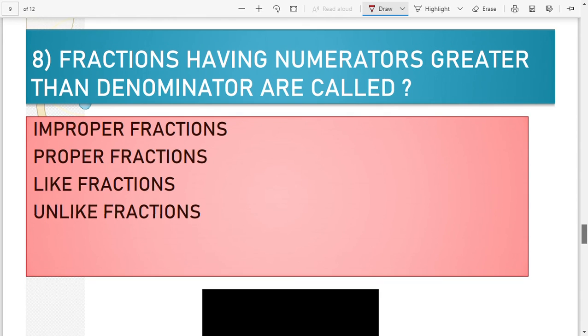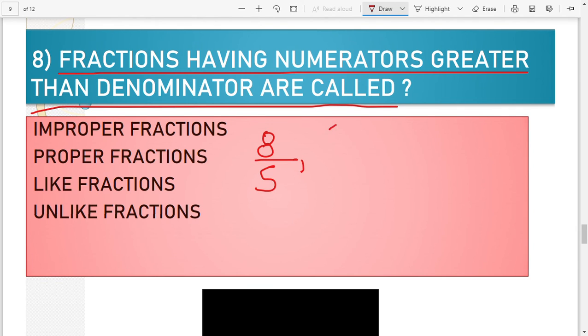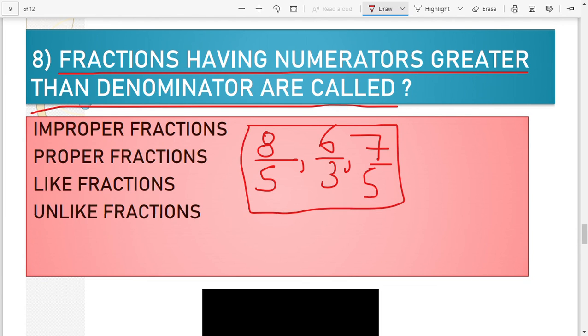Moving to the 8th question, which says that fractions having numerators greater than the denominator are known as. See, fractions like 8 upon 5, 6 upon 3, and 7 upon 5. In this group of fractions, the numerator, the upper part, is greater than the denominator. So these fractions are known as improper fractions. Option number 1 is the right answer.